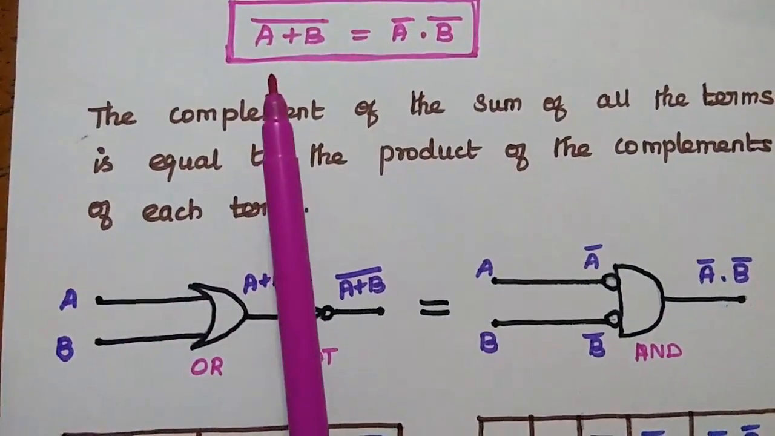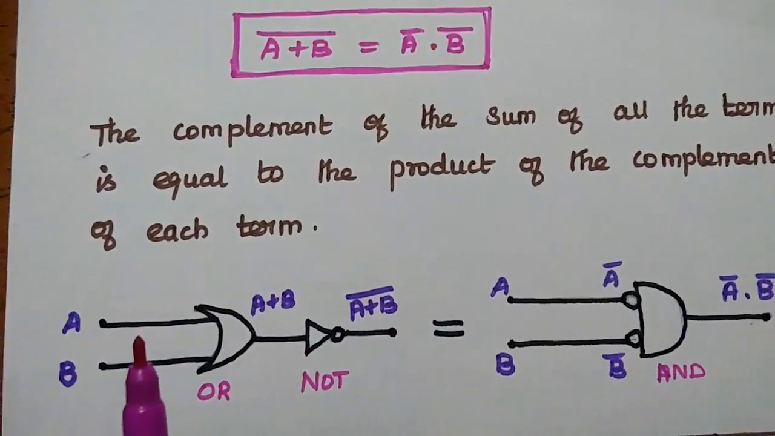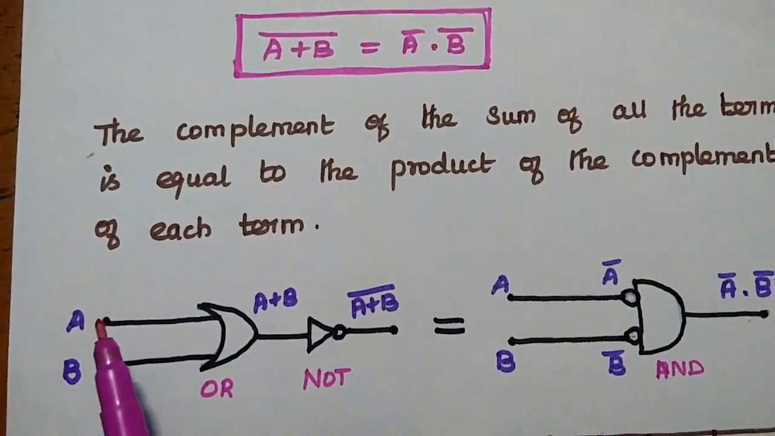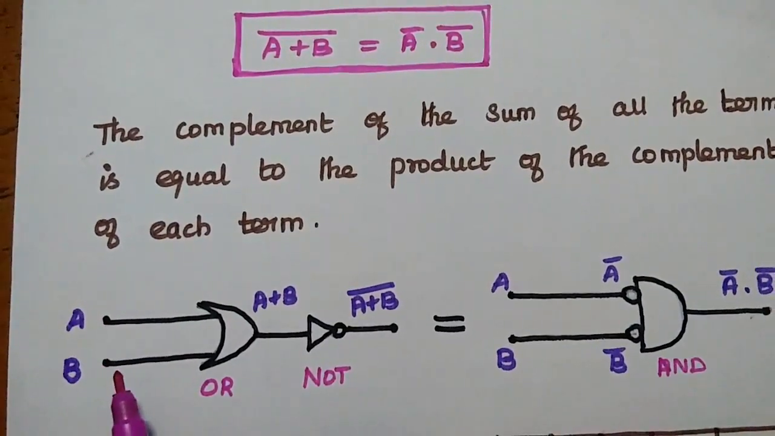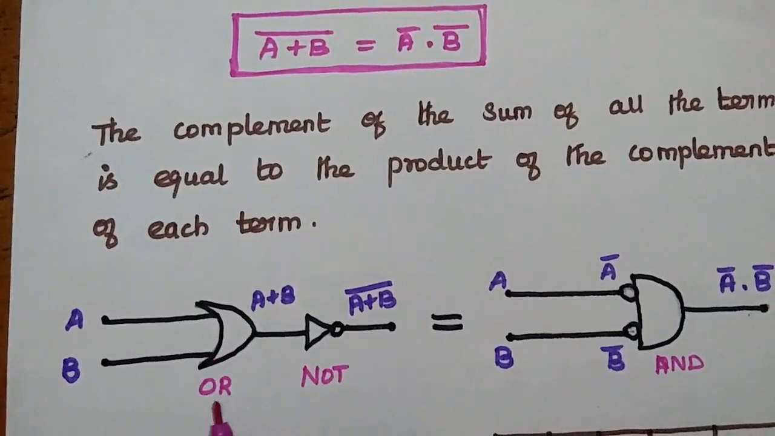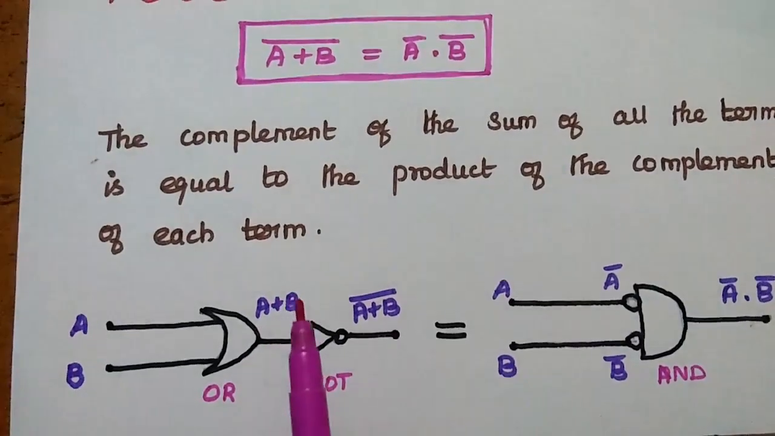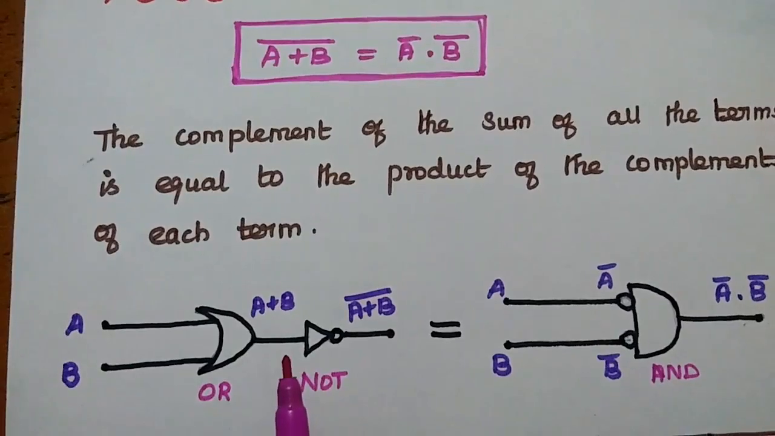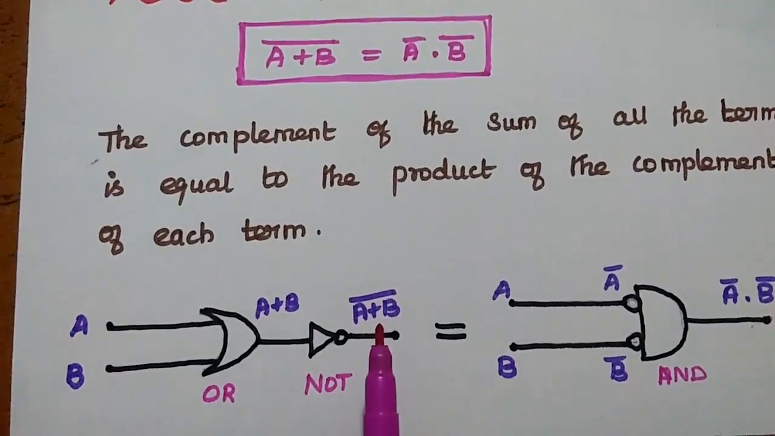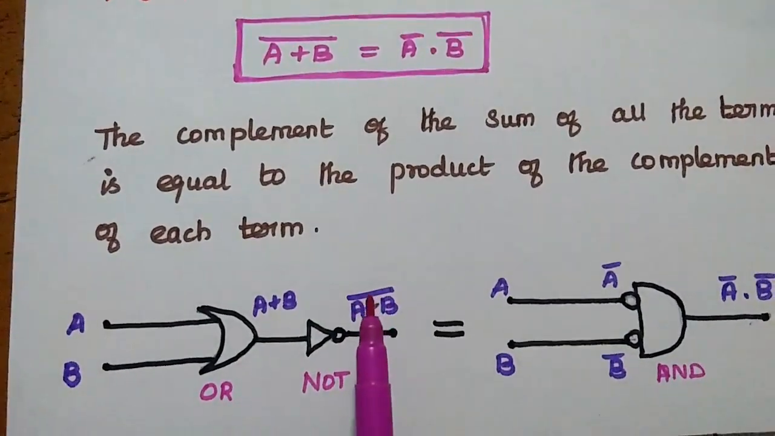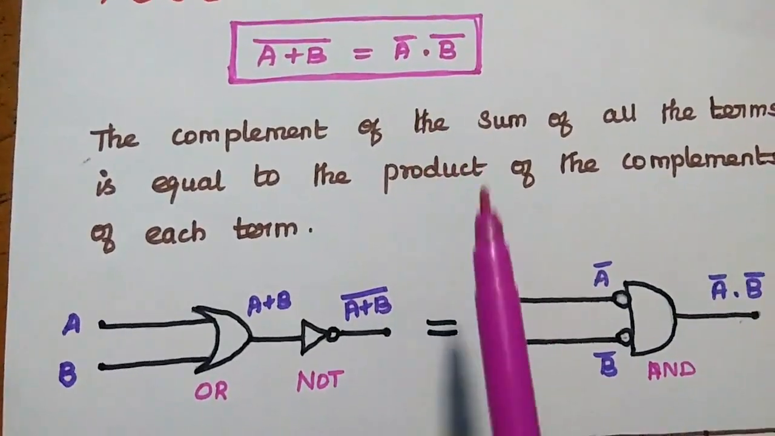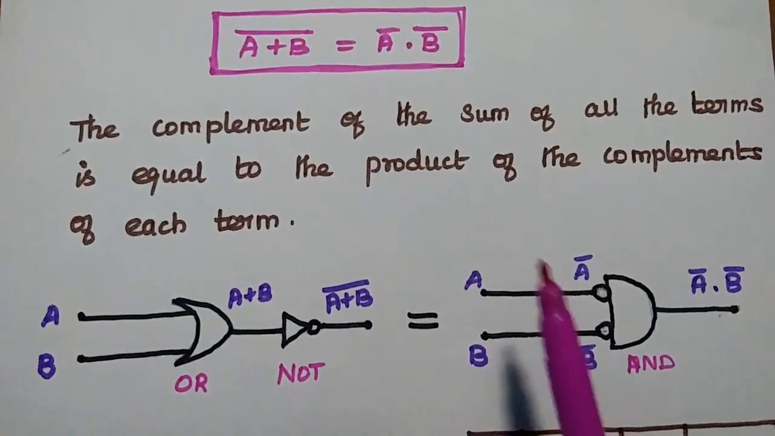Here, the left hand side, (A plus B) the whole bar, can be represented like this. A and B are the inputs given to this OR gate. We can get A plus B. This A plus B is the input to this NOT gate. Then we can get (A plus B) the whole bar. That is equal to the right hand side, which can be represented like this.